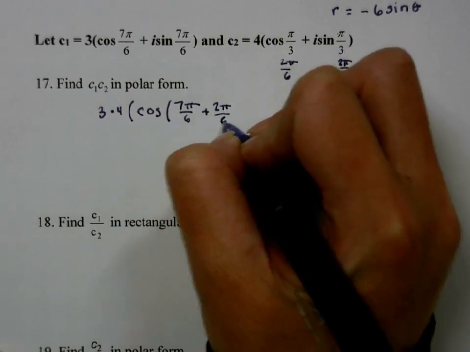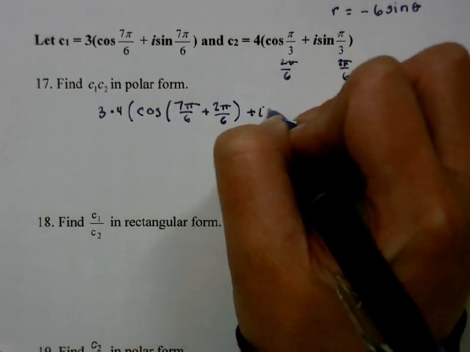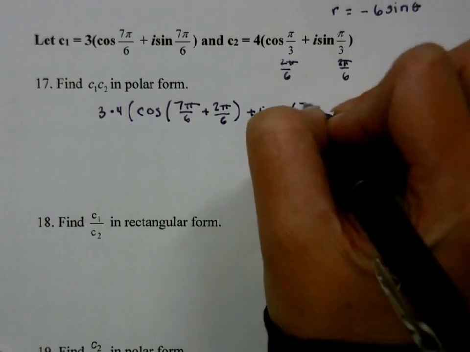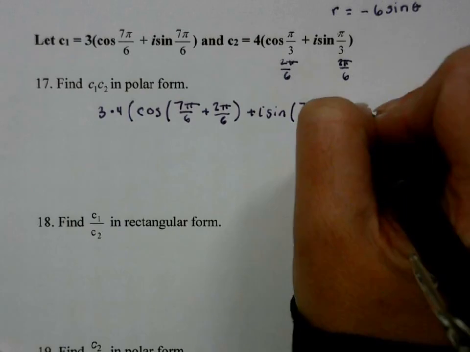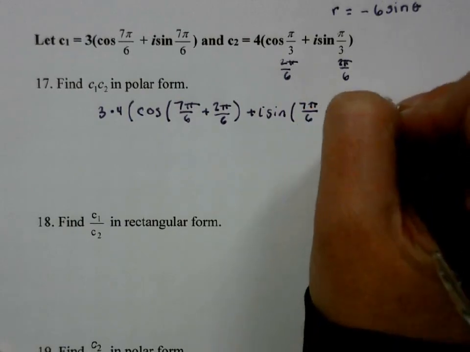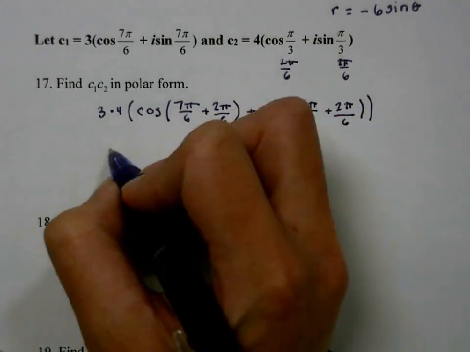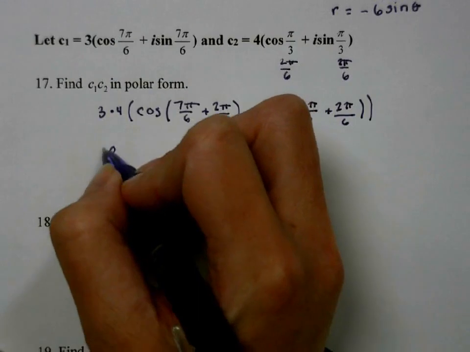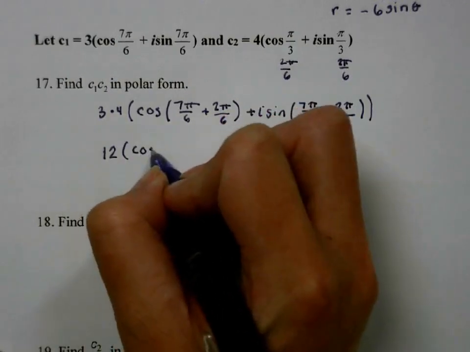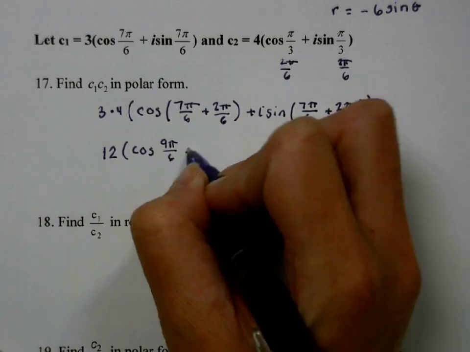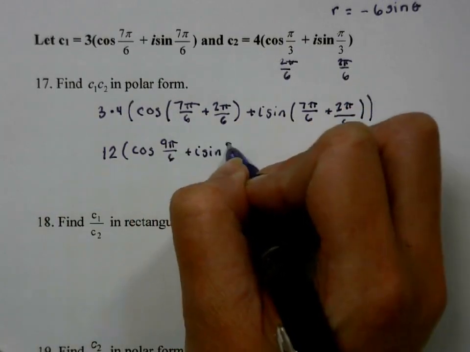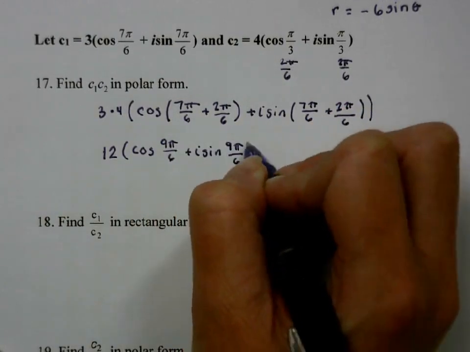Again, this is multiple choice, so the amount of work you show is really up to you. So 3 times 4 is 12. And then we have cosine 9 pi over 6, which on a multiple choice is not going to be labeled this way. It'll be the simplified. So I'll divide both by 3 to get 3 pi over 2.